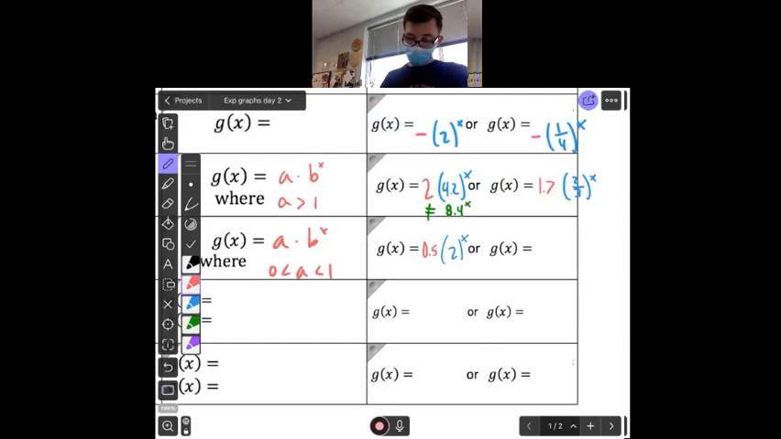Maybe I have something like 1/5 times, and I'm just making up numbers here, 0.9 to the x. Okay? There's a shrunk decay problem. It would decay slower. It would grow slower.